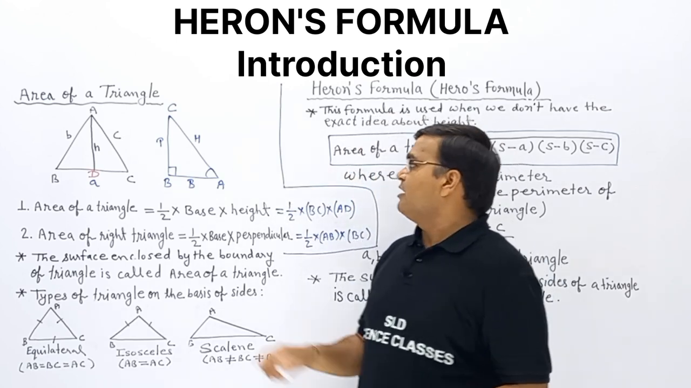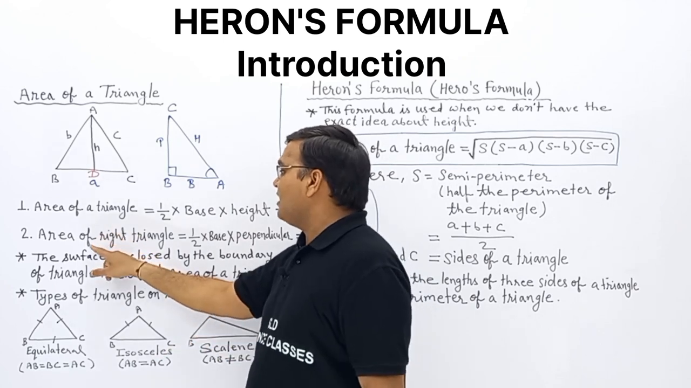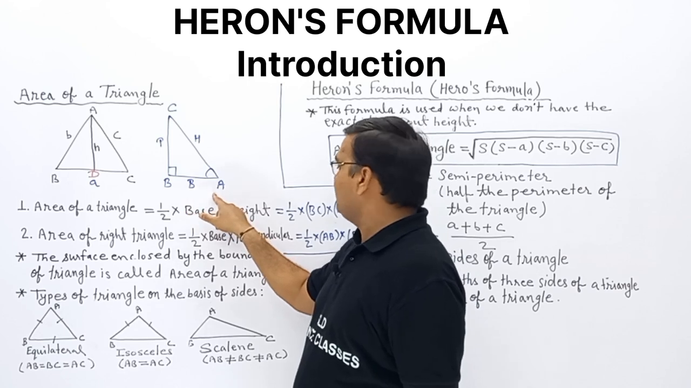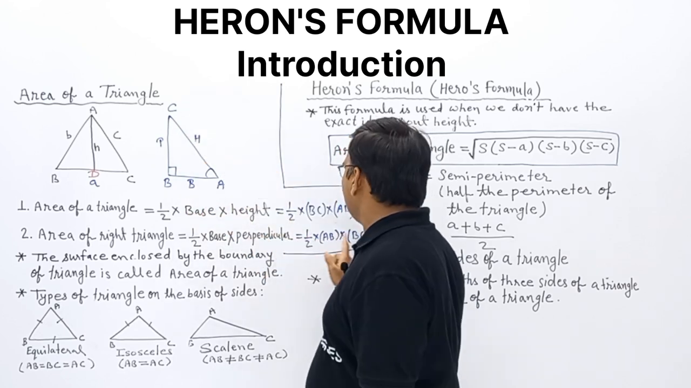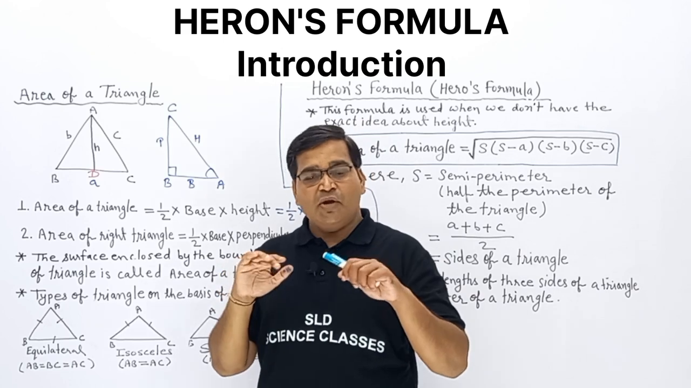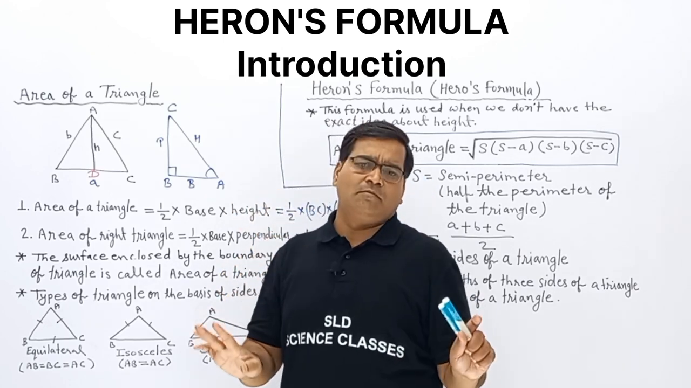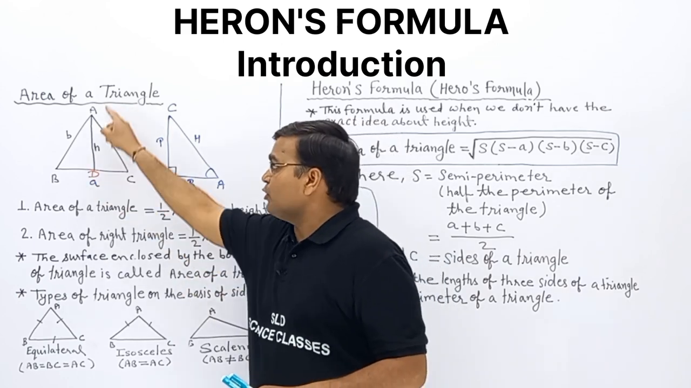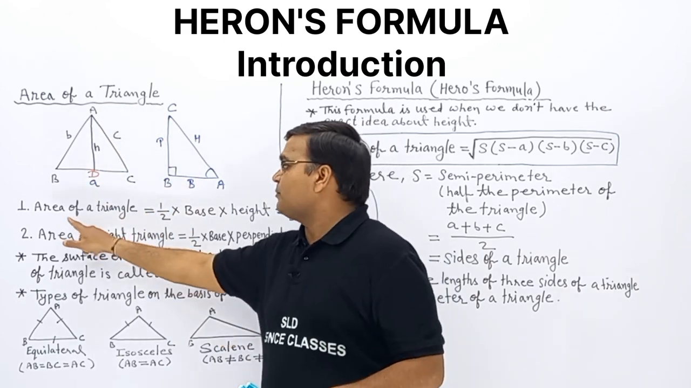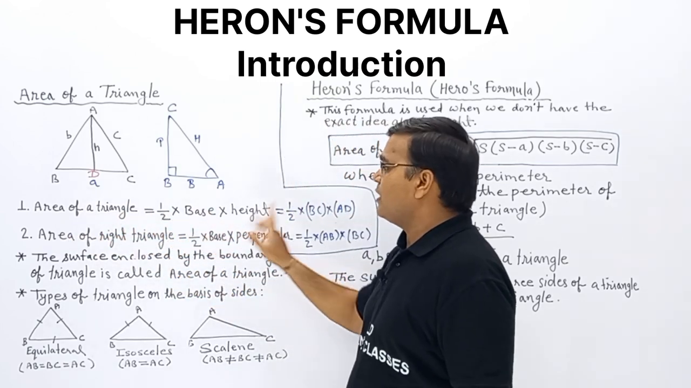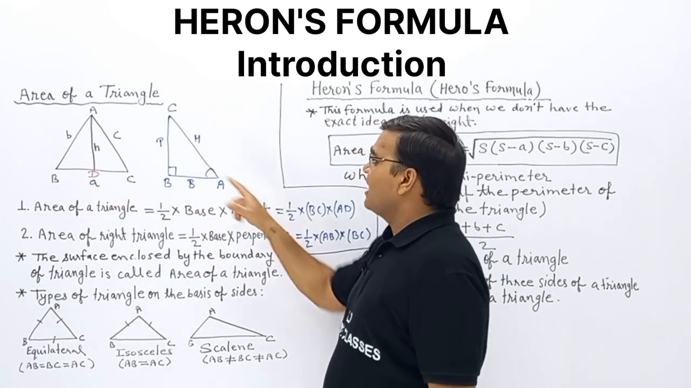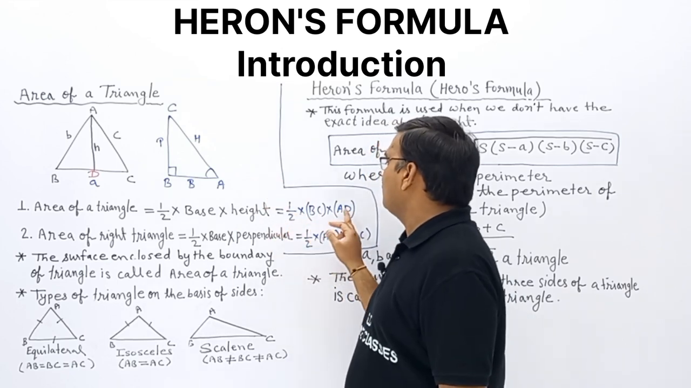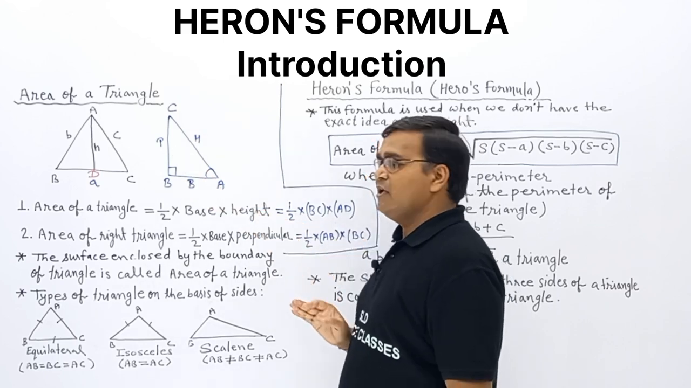If we are having a right triangle, then the area of a right triangle will be 1 upon 2 into base into perpendicular. AB is the base, and BC is the perpendicular. If we are not having a right triangle, but in the question we are having height, then we will apply area of a triangle equal to 1 upon 2 base into height. Base is BC, height is AD, multiplied by 1 by 2.